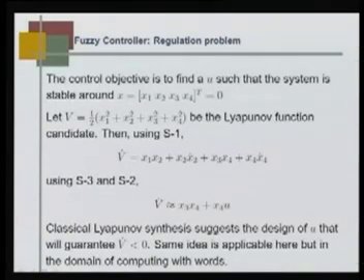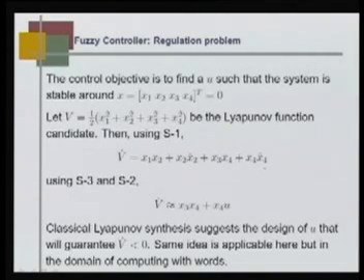The control objective is to find u such that the system is stable around x equal to 0. So, this is the regulation problem. So, let V is half of x1 square plus x2 square plus x3 square plus x4 square be the Lyapunov function candidate. Then using S1, the assumption that we have 4 states, V dot is x1 x1 dot, and x1 dot is x2. Similarly, this is x2 x2 dot plus x3 x3 dot, and x3 dot is x4, and similarly this is x4 into x4 dot.